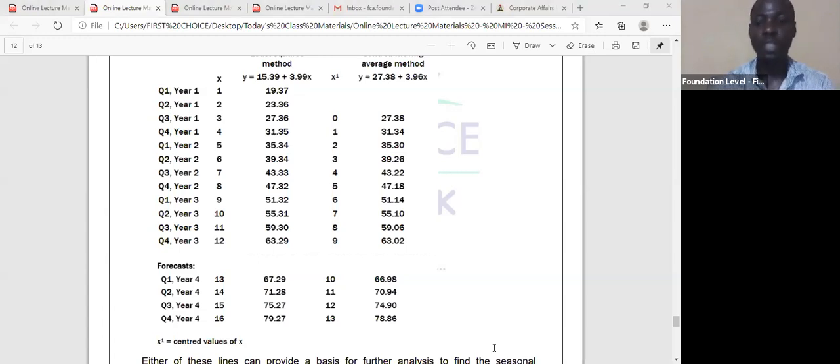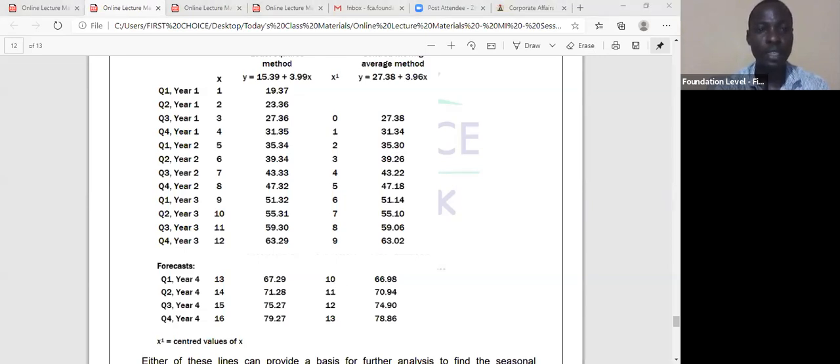So all you need to do is 10 times 3.96, now plus 27.38. Sorry, let's do it again. 10 times 3.96, which is 39.6. If you add 27.38, you got 66.98, which is your quarter 13 figure. And you know there are 10 quarters in between.